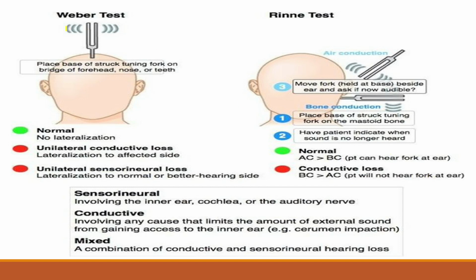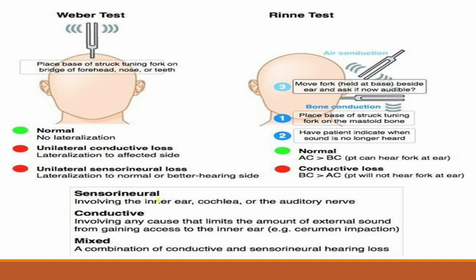And what we will be doing in the Weber test is that we will place the base on the midline of the forehead, and normally we will be able to hear the vibrations on both ears equally. And if we are having any conductive loss, we will be able to hear the vibrations only on the affected side. And in case of sensorineural loss, the vibration will be heard in the better, or normal, hearing side.